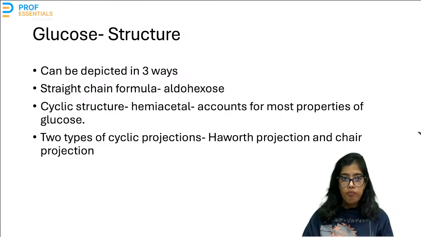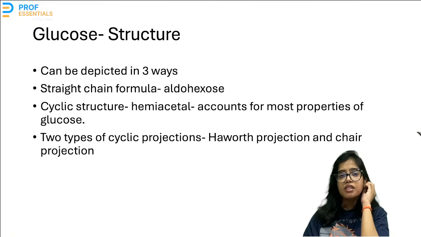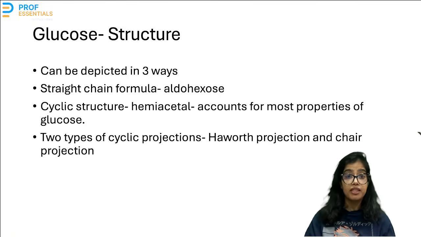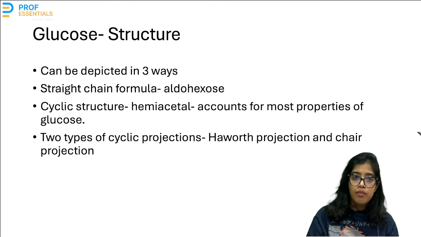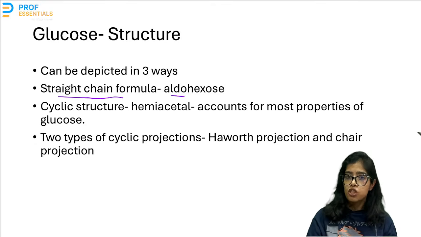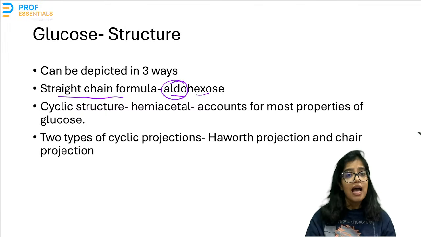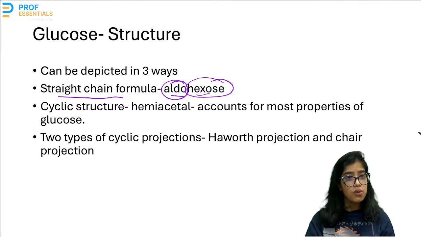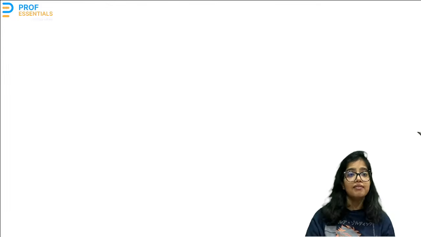So, we'll start with the most important biomolecule, that is glucose. Now, the structure of glucose can be represented in three different ways. First is the straight chain formula. As we know, it is an aldohexose, that is, it is an aldehyde derivative of a polyhydric alcohol, and it contains 6 carbon atoms. So, glucose is an aldohexose, and the straight chain formula is depicted like this.